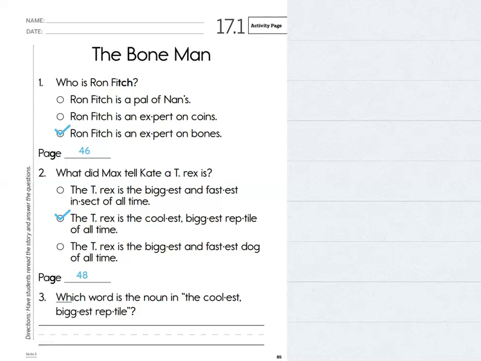Number 3. Which word is the noun in the coolest, biggest reptile? A noun is a person, place, or thing. Is coolest a person? No. Is coolest a place? No. Coolest is not a thing. What about biggest? No. What about reptile? A reptile is a thing. Reptile is the noun. See how I started my sentence with a capital letter and I also ended it with a punctuation mark.